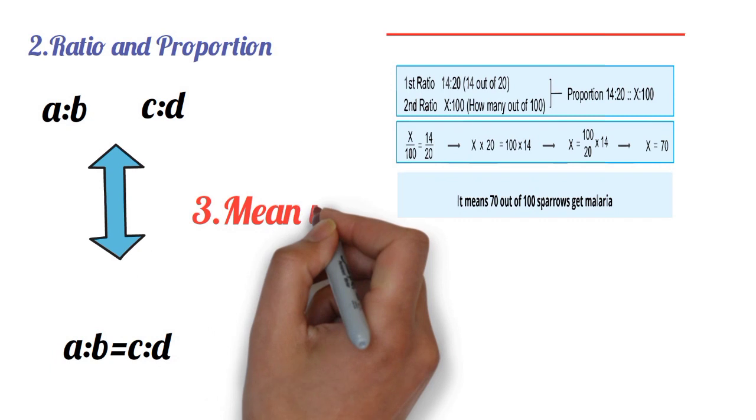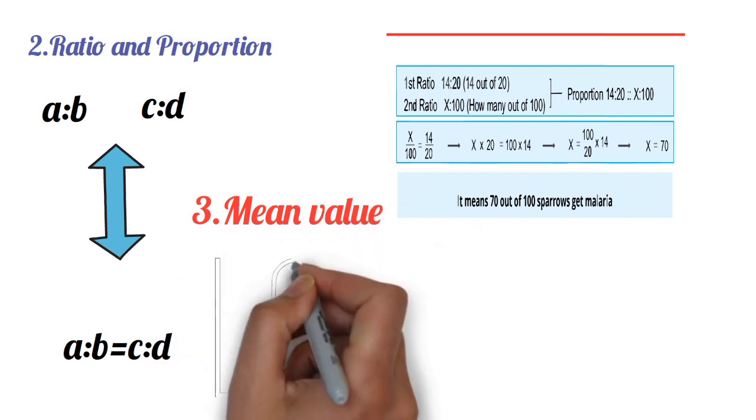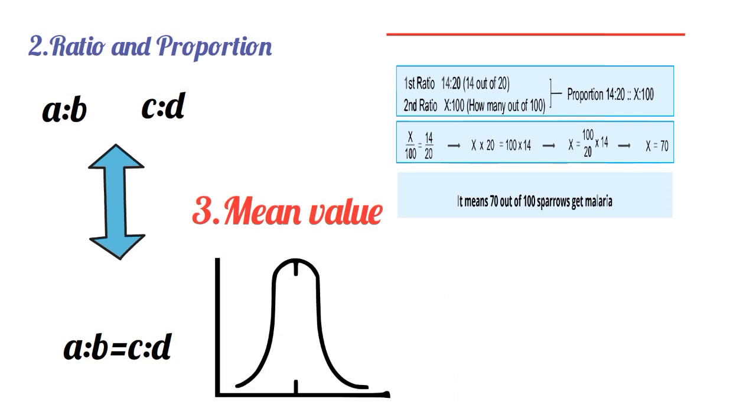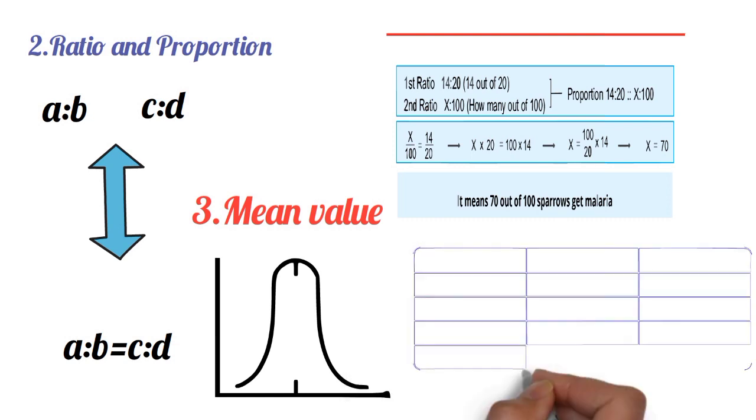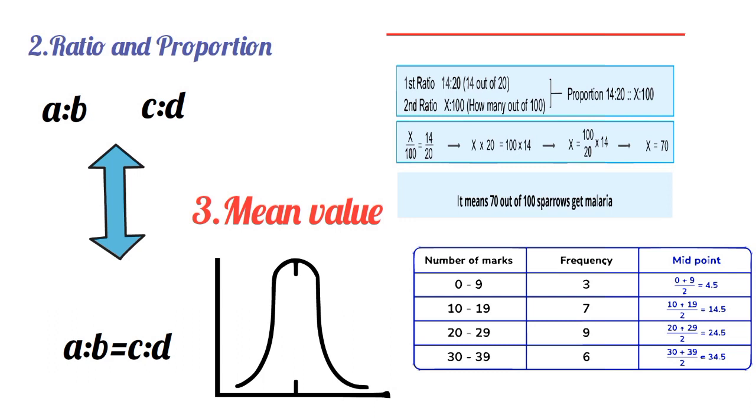3. Mean value. Statistics allow scientists to calculate the mean, or average, value of a data set. This summary statistic is essential for understanding the central tendency of the data. It helps researchers draw conclusions about the data as a whole.